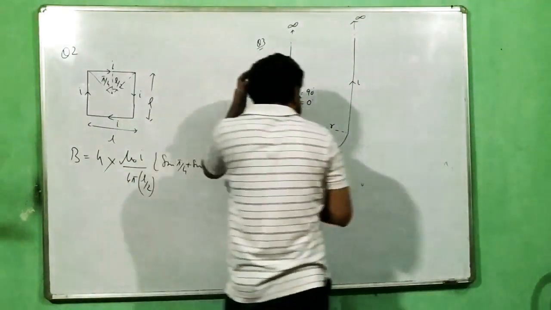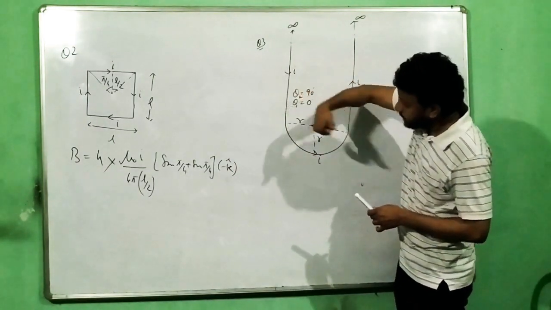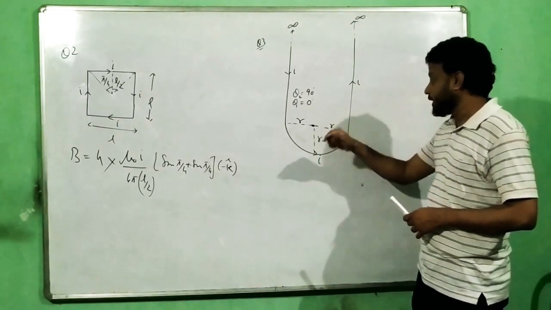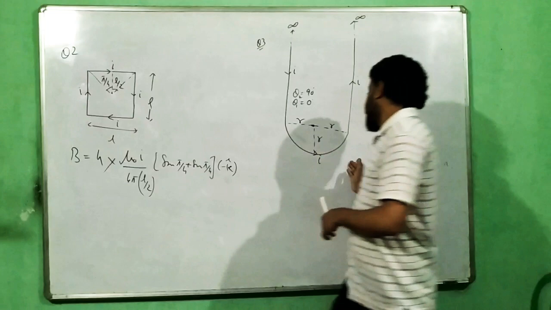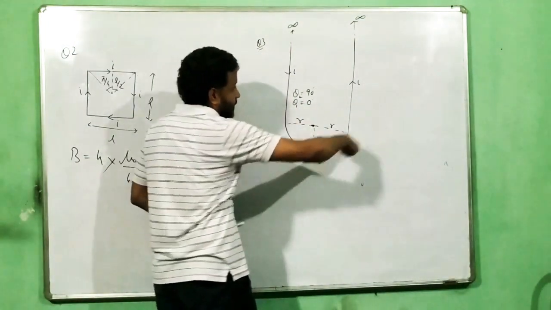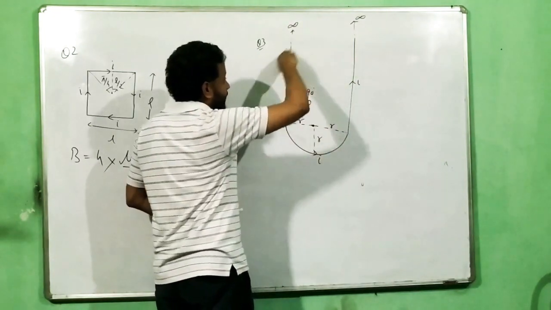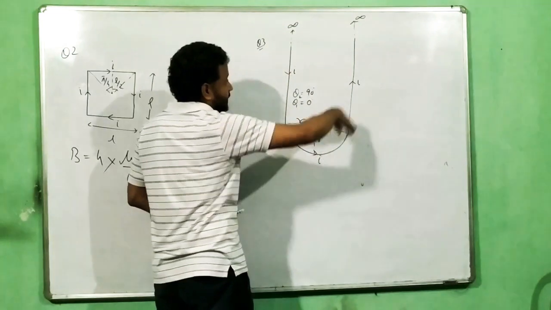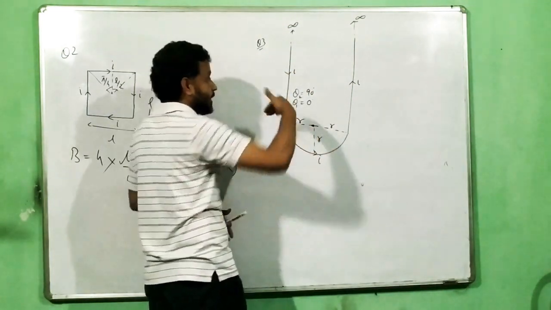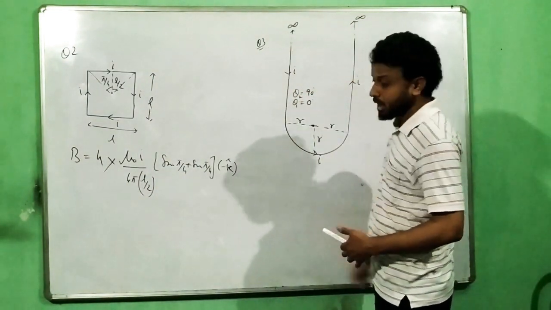Or if you want to use the Biot-Savart law, I dl cross r, outside. What about this one? I dl cross r, outside. What about this one? I dl cross r, outside. Or just look at this movement. This is anti-clockwise, so the field has to be outside. So the good thing is all of them will create the same field, that is outside.